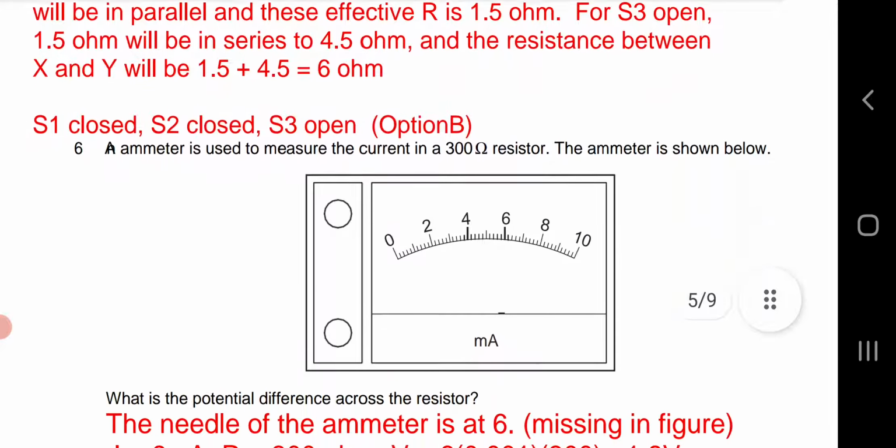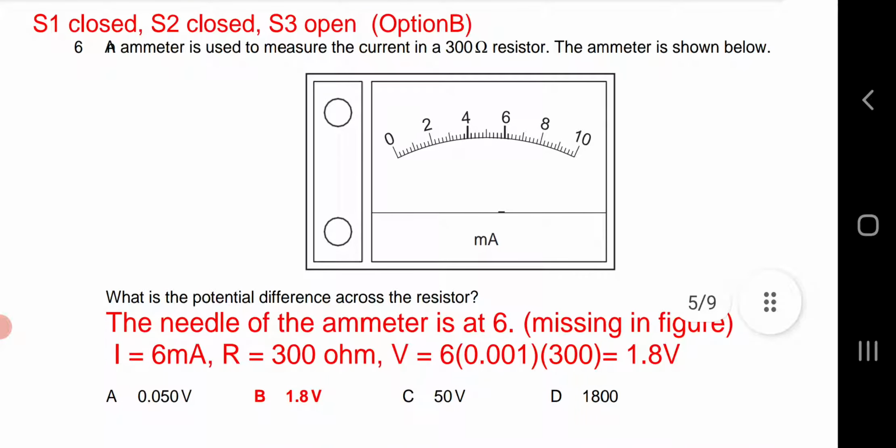Okay, next question. Question number 6. An ammeter is used to measure the current in a 3 ohm resistor. The ammeter is shown below. The needle of the ammeter is pointing towards number 6. It is missing here, but it is pointing to number 6. And the unit of the range of this ammeter is in milliamperes.